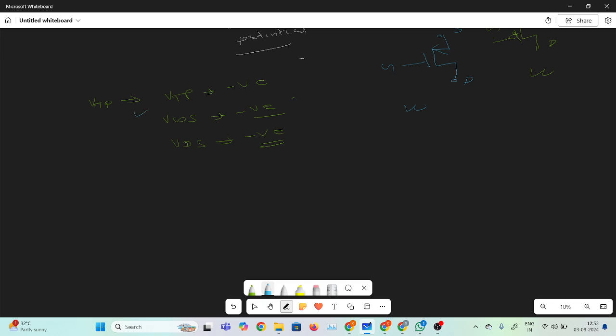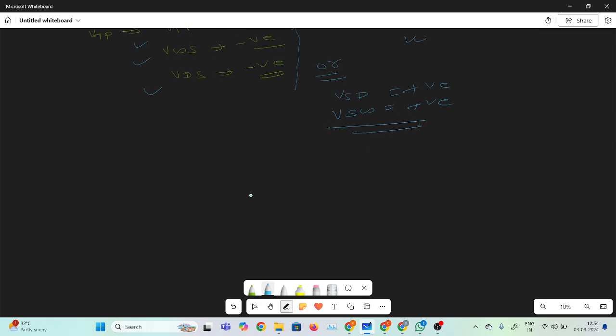So VTP, VGS and VDS will all be negative. But if we write it in the reverse way, another form of the expression is also there. If we interchange the terminals, since the source is at higher potential, VSD will be positive. This way you can also write it, no problem. Again I am telling.